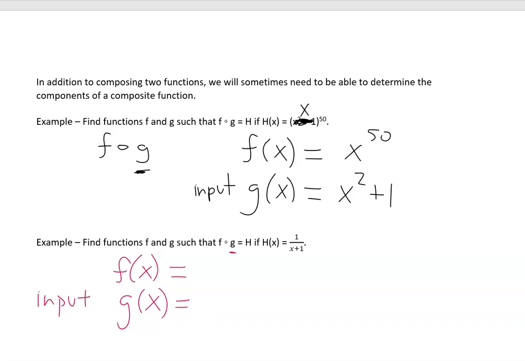So what is the isolated expression in this case? x plus 1 is on the bottom of a division bar, so it is isolated from everything else. So x plus 1 is going to be our g of x. And if we get rid of x plus 1 and replace it with just x, f is going to be 1 over x. So the key with finding the components of a composite function is to look for that isolated expression. Let that be your input, and then remove it and put an x in its place, and whatever's left is going to be your other function.